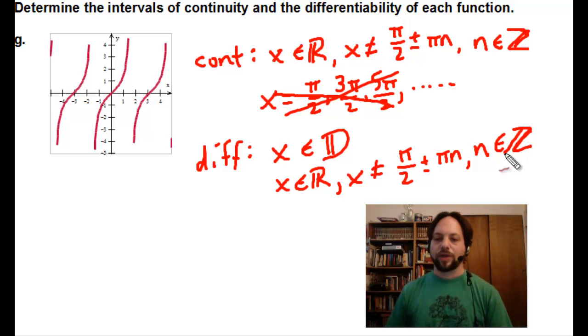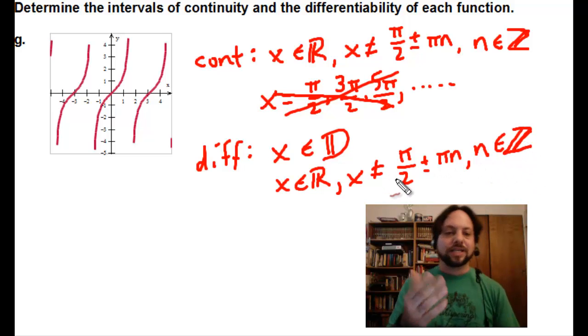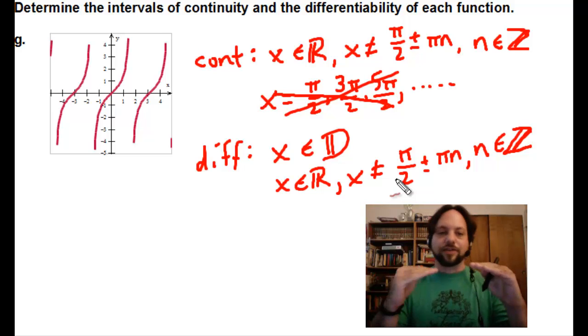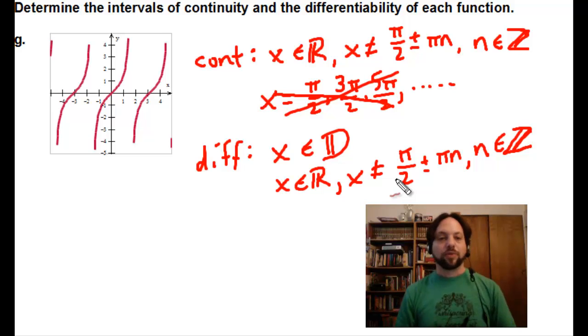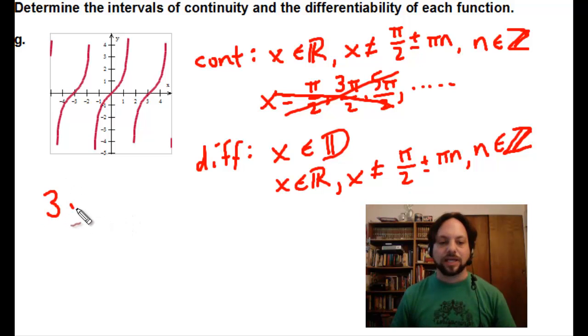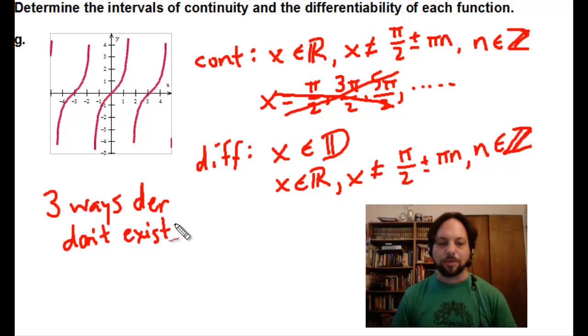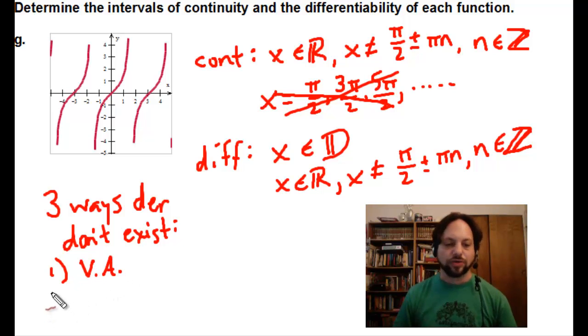So, there we go. Continuity is simply where the limit of the function from the left and right approach the same thing, and differentiability is simply where the derivative from the left and the derivative from the right approach the same thing. Remember that there are three ways that derivatives don't exist. And you should be able to write this out before I get to it. But one, if there is a vertical asymptote, and of course we know how to find those.